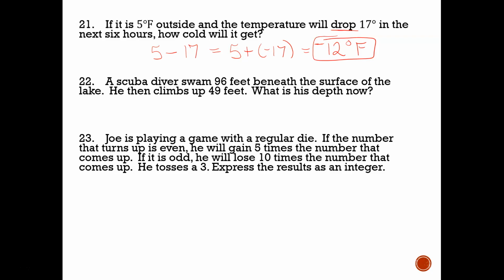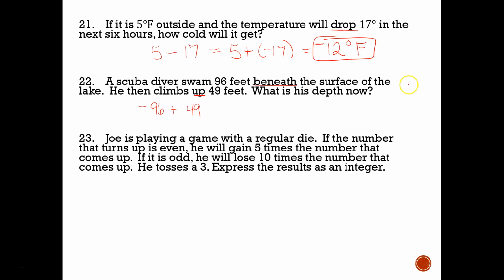22. A scuba diver swam 96 feet beneath the surface of the lake. Okay, so we'll consider the surface like 0. So if he's going beneath the surface, we're going negative. He's at negative 96 feet. He climbs up 49, so that's positive if you're going up. And what is his depth now? So negative 96 plus 49, the signs are different, so you are going to subtract.